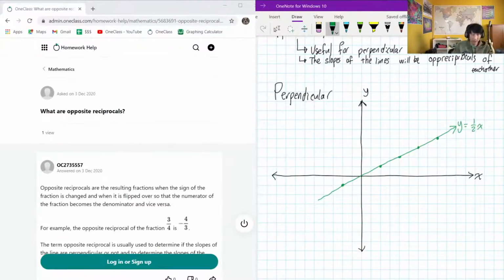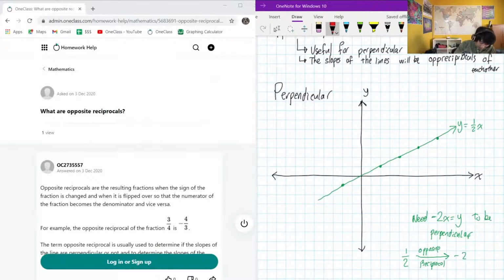If we wanted to draw something perpendicular to this, we would need y equals negative 2x to be perpendicular. Because 1/2, and we take the opposite reciprocal, is going to be negative 2. Okay, so that's why that's going to work out.